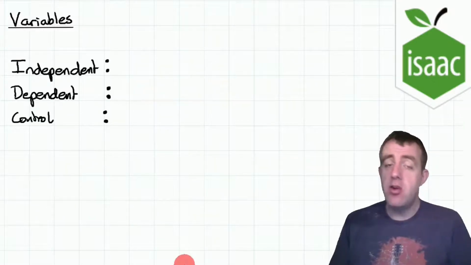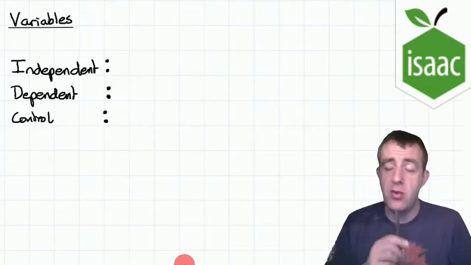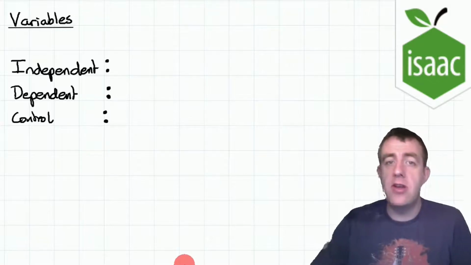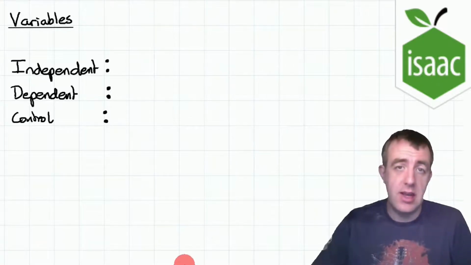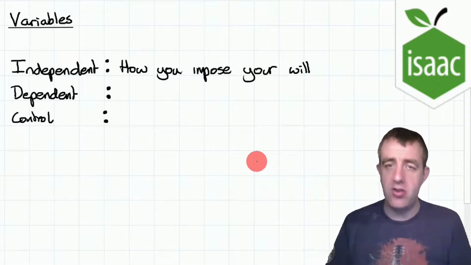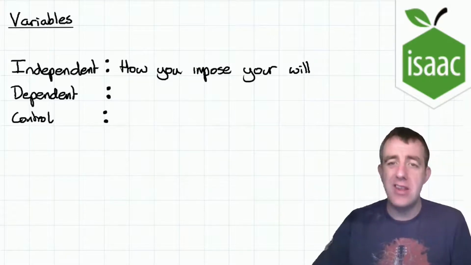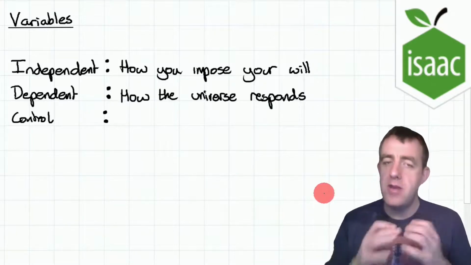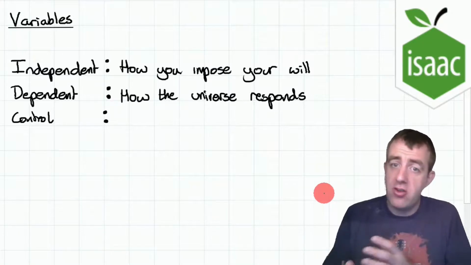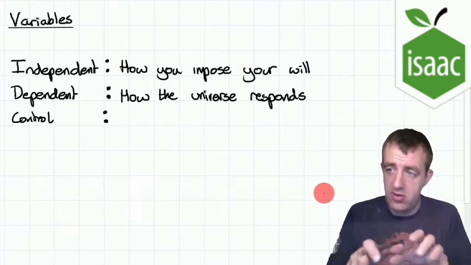The independent variable is usually plotted on the x-axis, and the dependent variable is usually plotted on the y-axis for a graph. So we need to define these variables and know how to identify them in a particular investigation. The independent variable is how you impose your will on the situation. It's what you choose to do, the one you have a direct impact on. The dependent variable is how the universe responds to that decision. It's what changes as a result of your choice to impose your will on the situation.